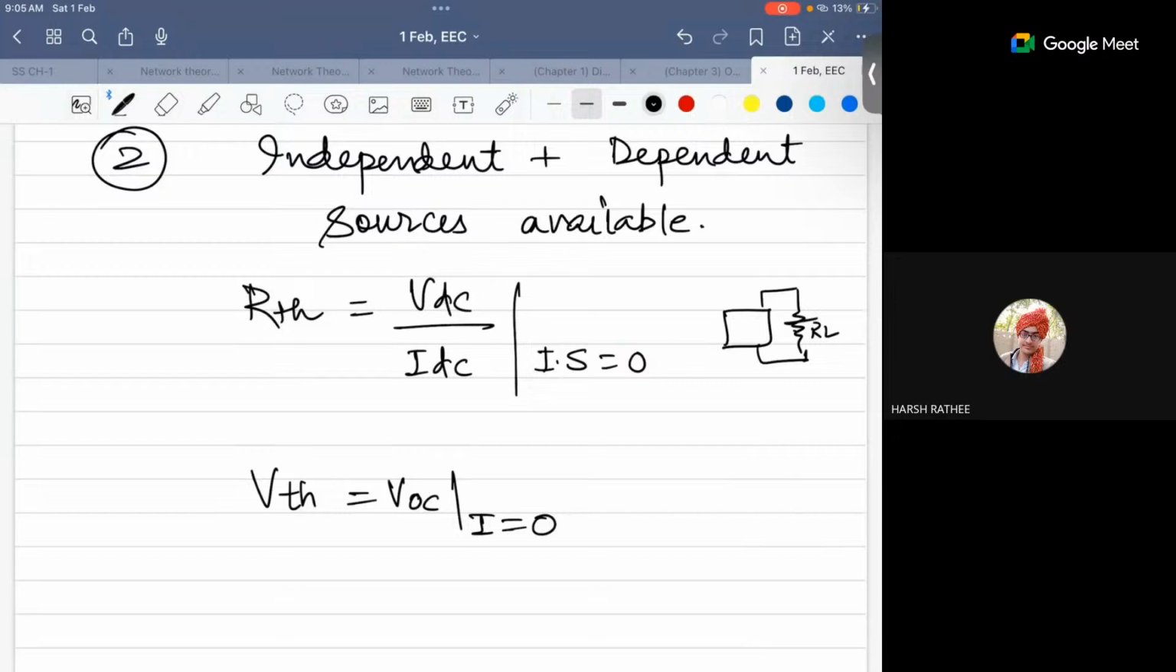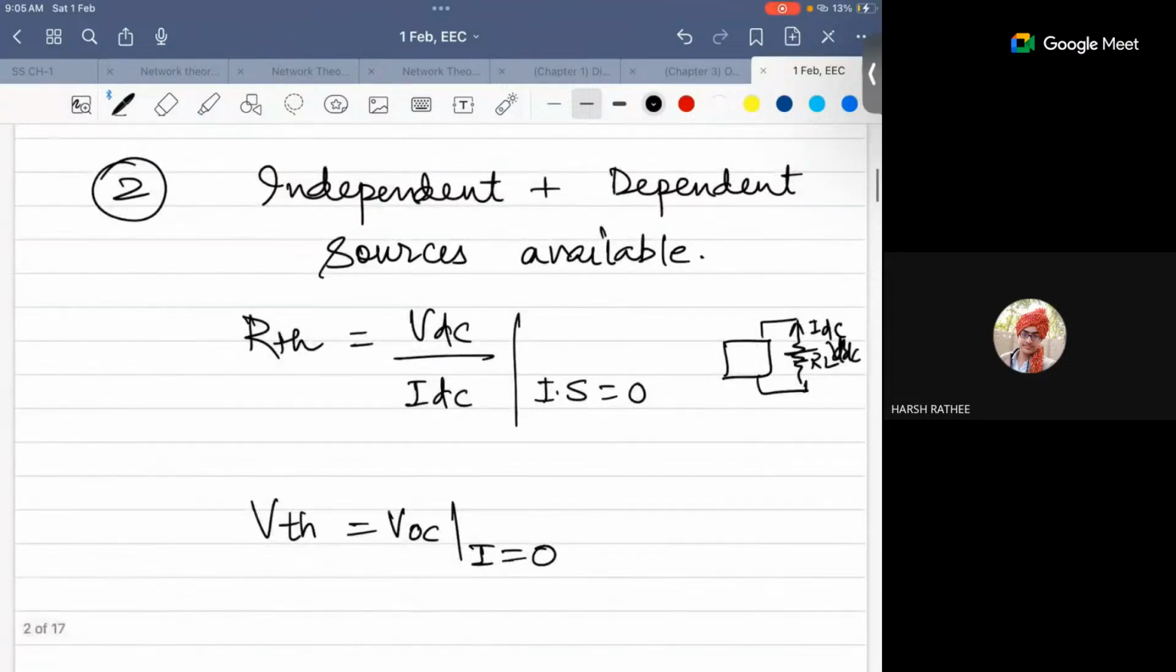So how to solve this? You can use this method whenever you have independent or dependent sources. One method is to take VDC as 1. Whenever you take the DC voltage VDC as 1 volt itself, you can directly calculate RTH as 1 upon whatever value you get for the current IDC. So 1 upon IDC will also give you an idea.